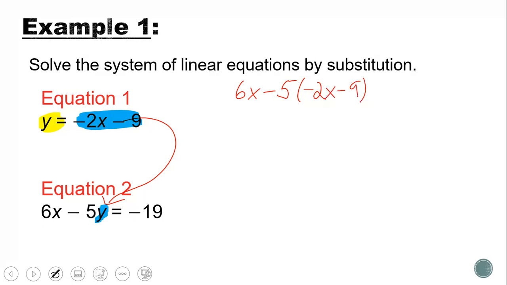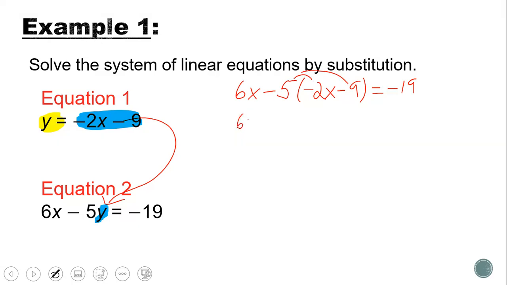Okay, the whole idea is we've now gotten rid of one of our variables. We're only dealing with x here. And we're going to set that equal to my right side, which is negative 19. So all I've done is I replaced the blue y with what y is equal to based on my other equation. From this step, I'm going to distribute.